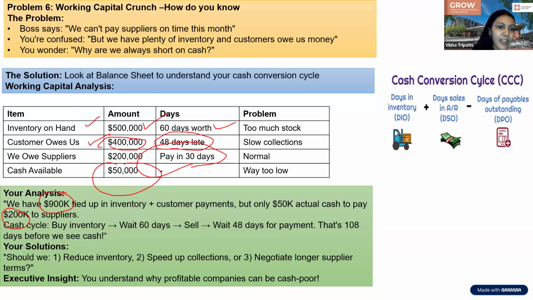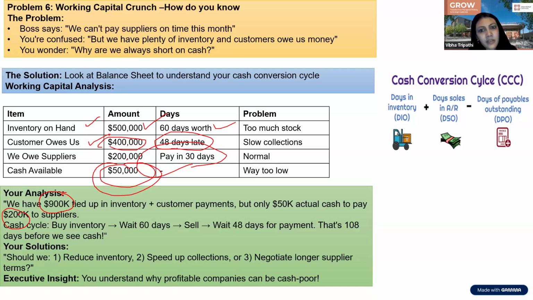Because right now your company only has 50,000 rupees to pay back to the suppliers of 2 lakh rupees. And that means 150 company will have to borrow from the market. Okay, but if you can crack this, you will not have to borrow it, and you can pay it from your own collection from the customers there.